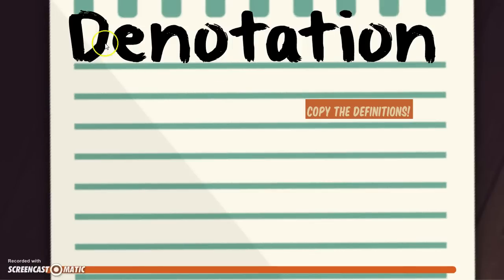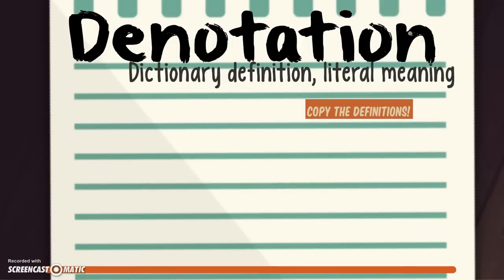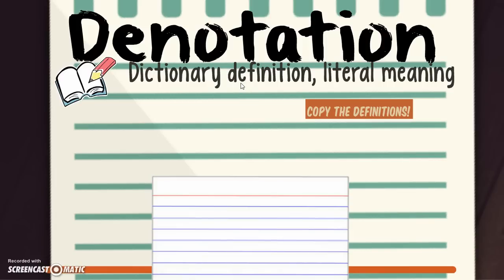Go ahead and write down denotation and then write down the definition of denotation, which is a dictionary definition or literal meaning. How do you remember that? Very easy. Denotation starts with a D, so does dictionary, so does definition. Denotation, D. Dictionary, D. Definition, D. And it is literally what it sounds like. It is the dictionary definition.